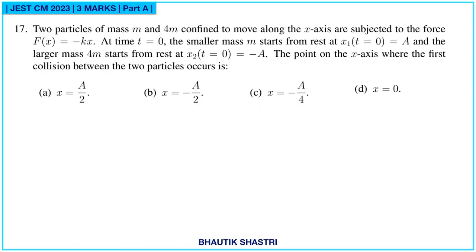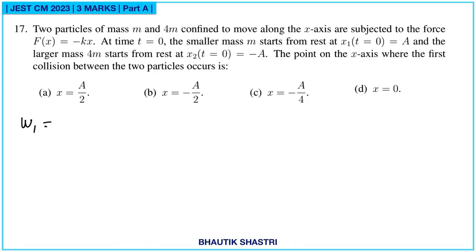Next question. Two particles of mass m and 4m confined to move along the x-axis are subjected to the force f(x) = -kx. So it is a simple harmonic motion. At time t = 0, the smaller mass m starts from rest at x1 = a, and the larger mass 4m starts from rest at x2 = -a. The point on the x-axis where the first collision between the two particles occurs is.